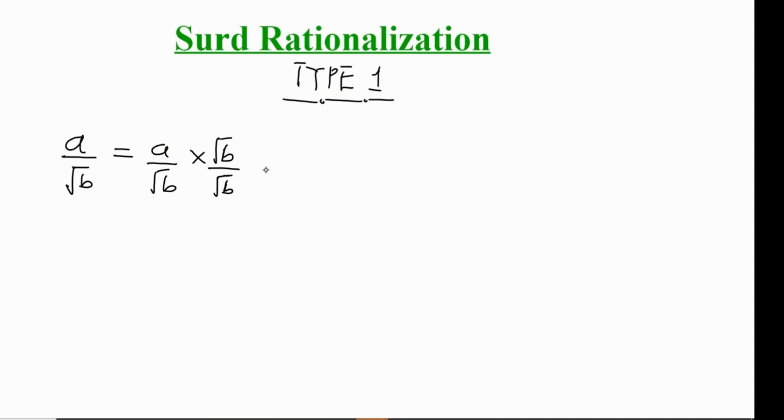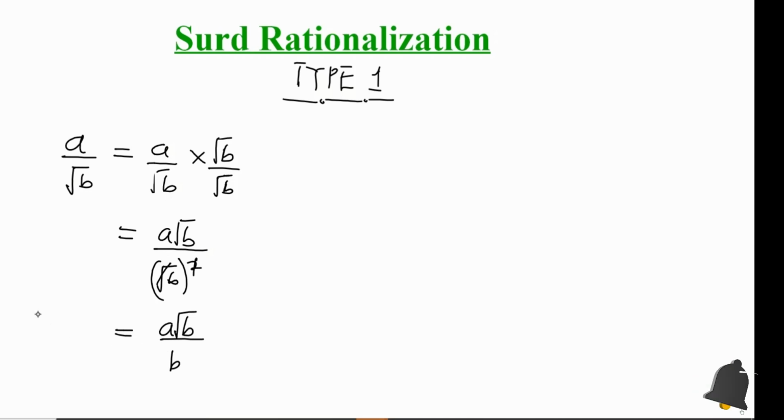Once you're able to do this, the next step is to multiply. When we multiply a and square root of b, we have a square root of b, divided by, when we multiply square root of b and square root of b, we have square root of b all squared. At the end, we can see that this square takes away the square root. So we are left with a square root of b divided by b. And when we rationalize a over square root of b, our answer is a square root of b over b.